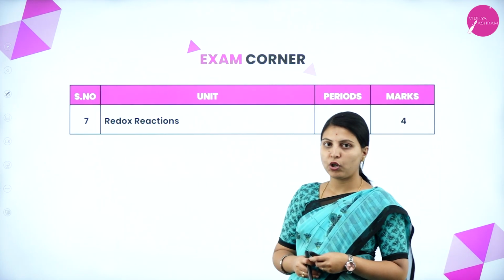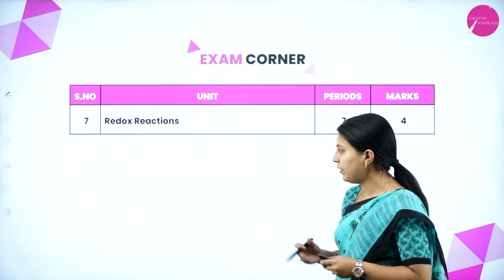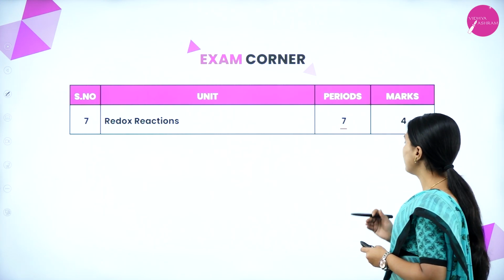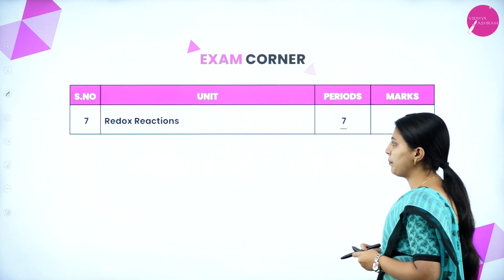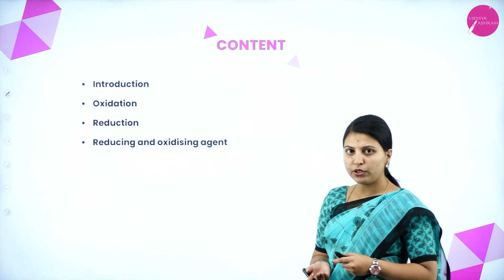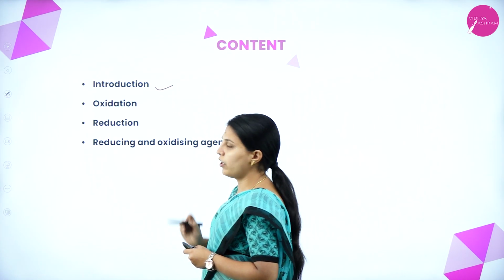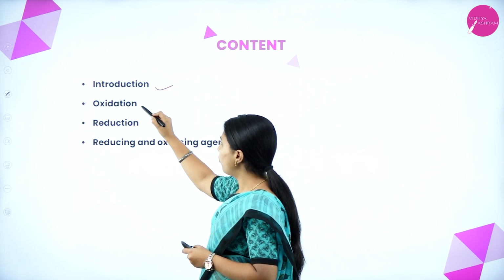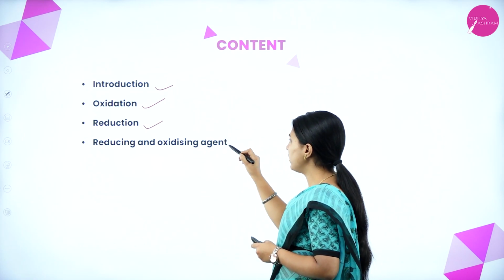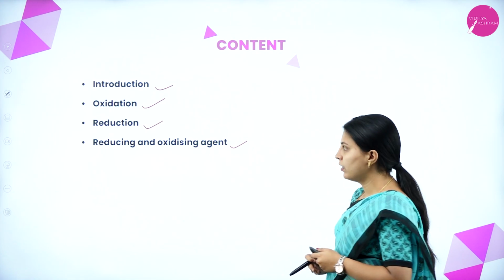First we will see the exam corner. The number of hours required to complete this chapter is 7, and the weightage of this chapter is 4 marks from your CBSE board. And in today's session, we are going to discuss the introduction part of redox reaction. In that, what is oxidation, what is reduction, what do you mean by reducing and oxidizing agent? These are the contents which we will discuss in the current session.